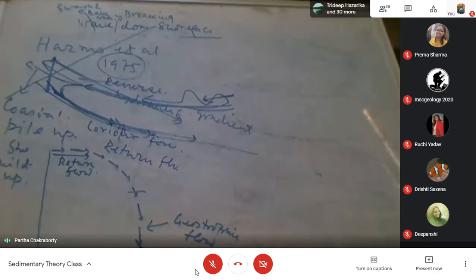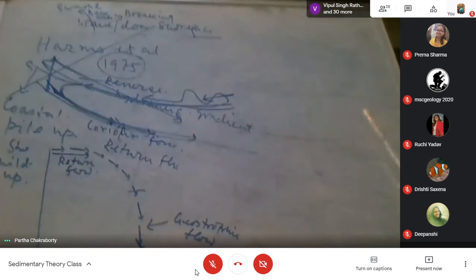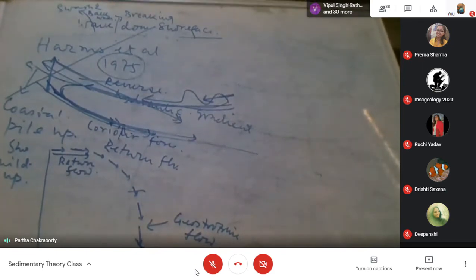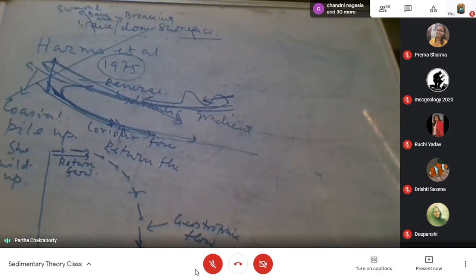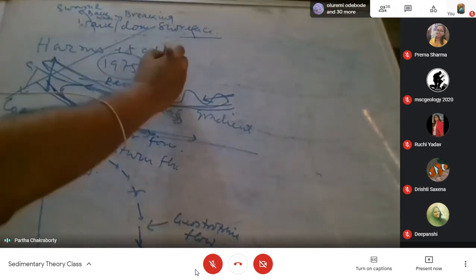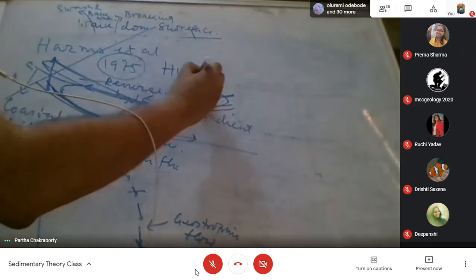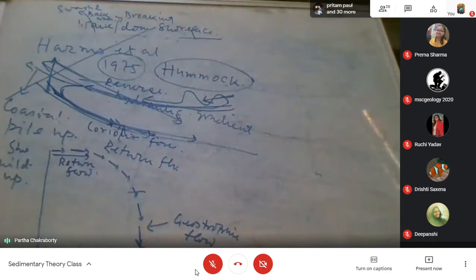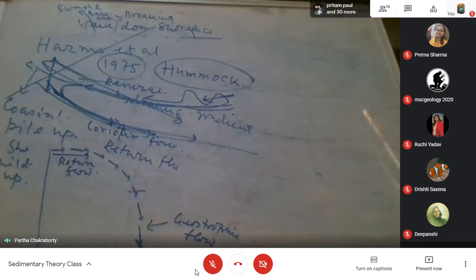When the storm happens, our coastline suffers the kind of flow that operates in the shoreline. That is actually like this. Now, what is the typical product of the storm? What is the characteristic product of the storm? The characteristic product of the storm is called hummock. Hummock is called the characteristic product of the storm.